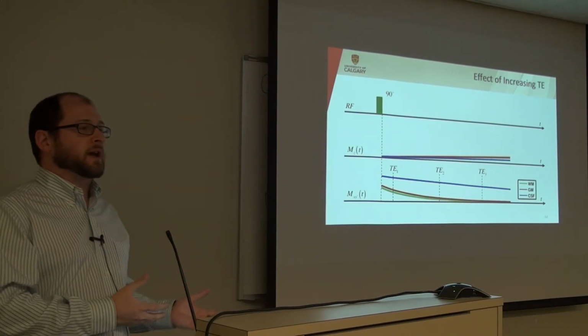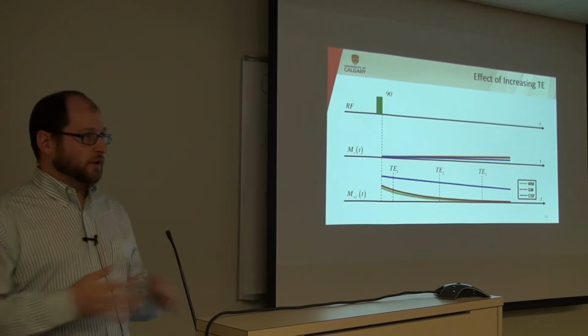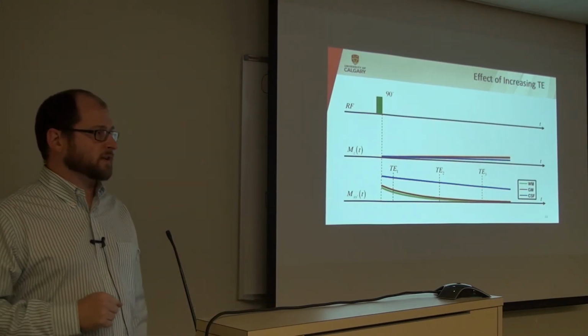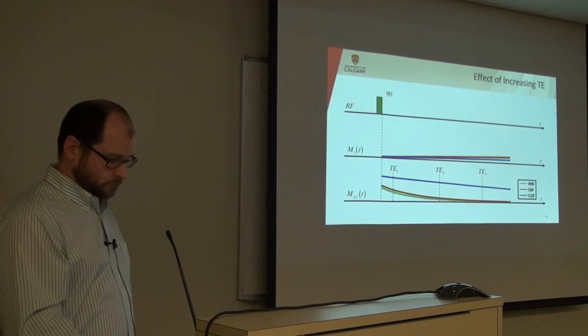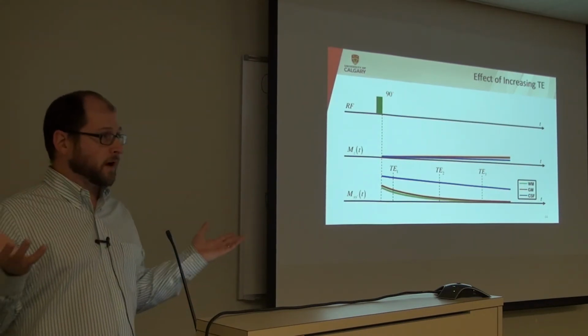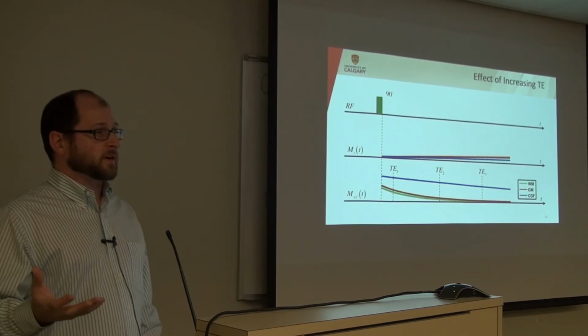So in a T2 weighted image, a chemical species that has a long T2 is going to be brighter than one that has a shorter T2, okay? And some of you may have seen T2 weighted images of a brain. The CSF is very bright, and the gray matter and white matter are very dark.